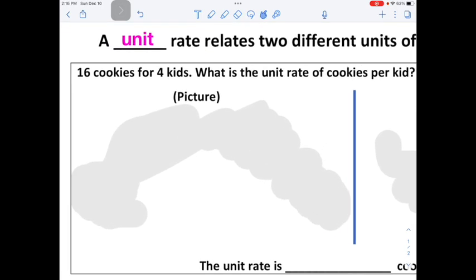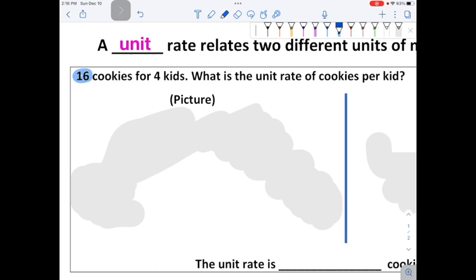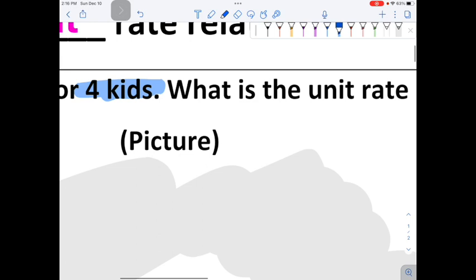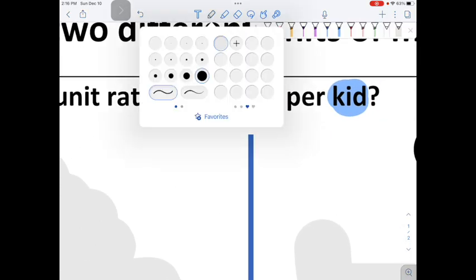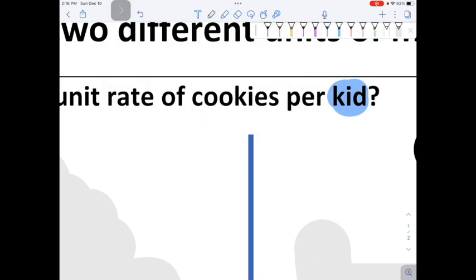In our first example, it says there are 16 cookies for 4 kids. What is the unit rate of cookies per kid? I really want to look at these two blue words. I notice first it says 4 kids, then at the end it says per kid. Do you notice how it said kids, but now it just says kid? That means we want one kid, thinking about the kids one at a time. How much does the first kid get? Then the next kid, then the next kid.